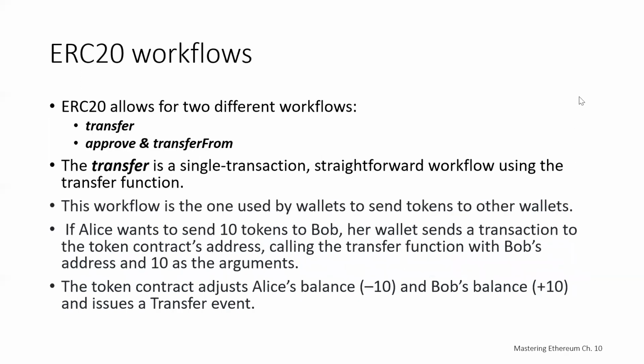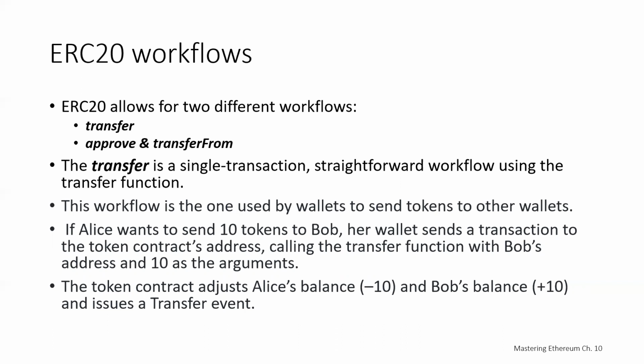Now let's take a look at how ERC20 works from a workflow perspective. The ERC20 token standard has two transfer functions, transfer and approve with transferFrom. You might have been wondering why. So let's dive into what's going on there. ERC20 allows for two different workflows. The first is a single transaction, straightforward workflow using the transfer function. This workflow is the one used by wallets to send tokens to other wallets. The vast majority of token transactions happen with the transfer workflow.